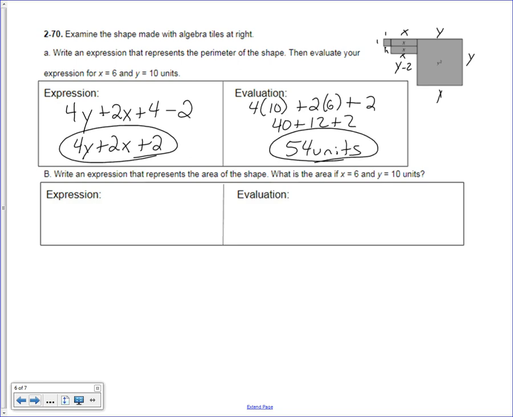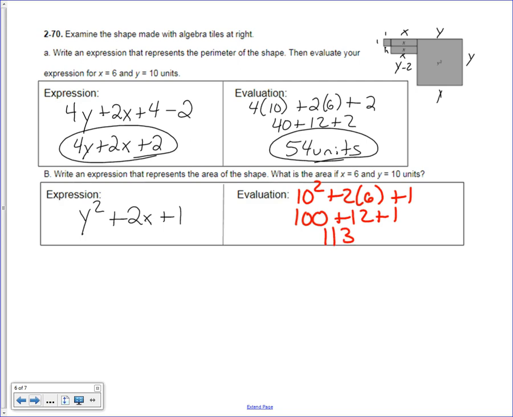To find the expression that represents the area of the shape, I just count the number of each box. So I'm going to get y squared plus 2x plus 1, because I have 1 y squared, 2 x's, and a unit tile. Do the same thing. I'm going to plug it in. So I end up with 10 squared plus 2 times 6 plus 1. So I get 100 plus 12 plus 1, which is 113 units squared.